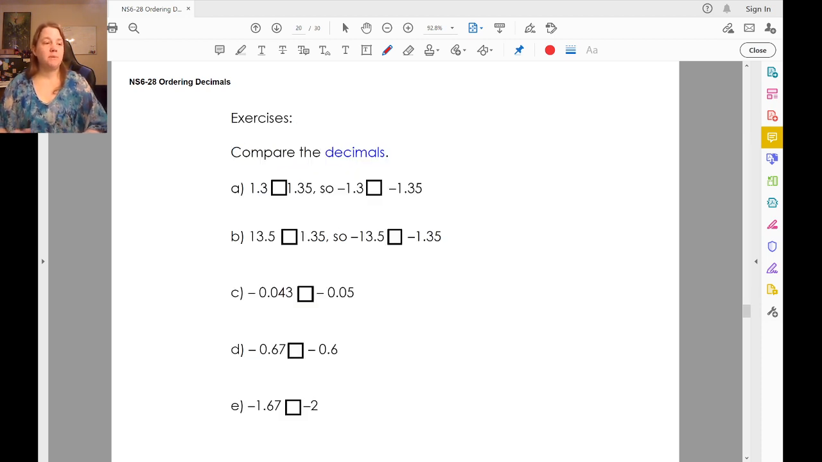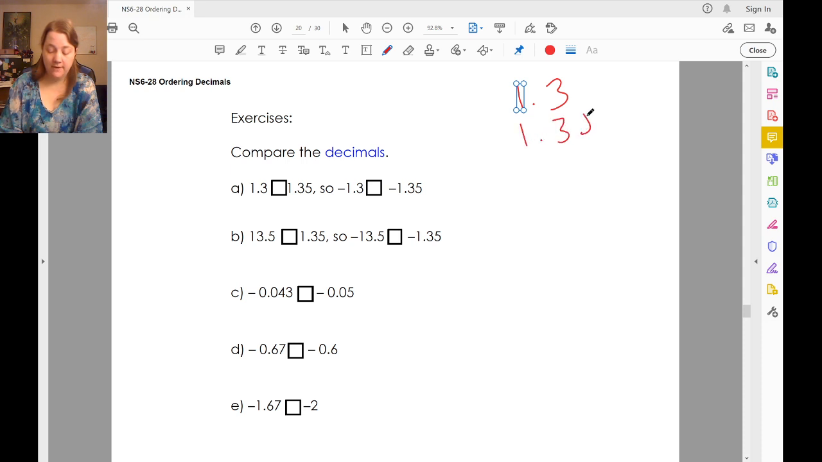So they want us to compare decimals, 1.3 or 1.35. Putting that invisible 0 in there, 1.35 is bigger, which means -1.3 is bigger because the sign flips if you change both of their signs.